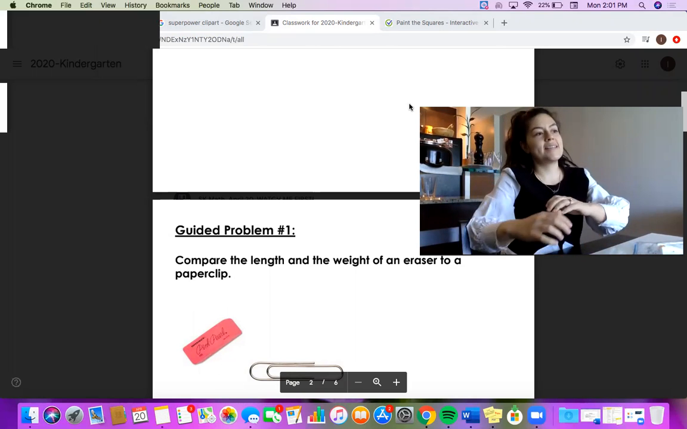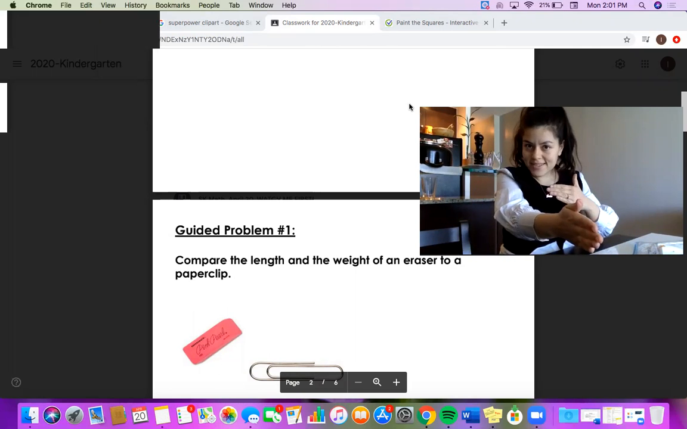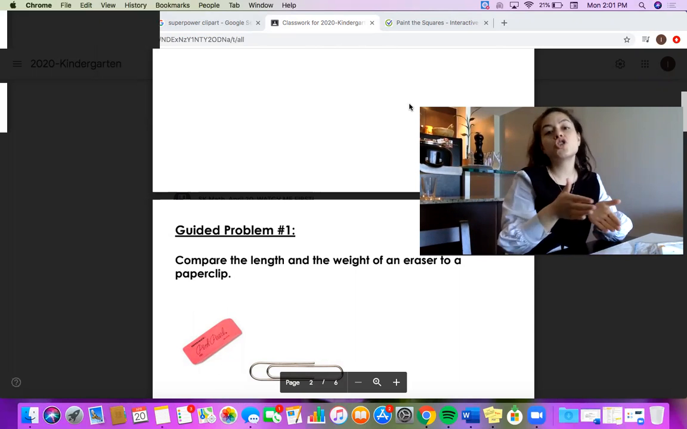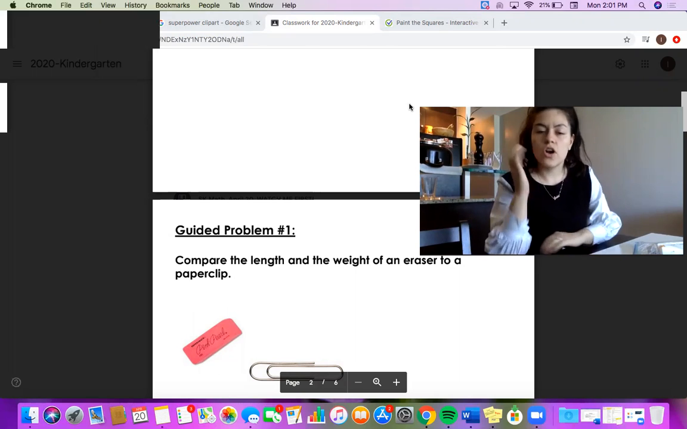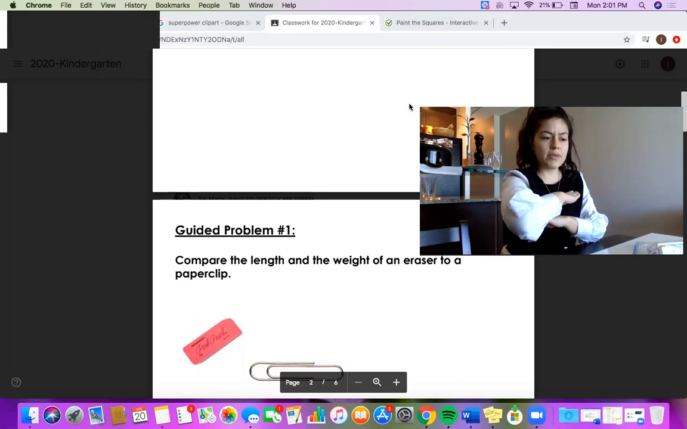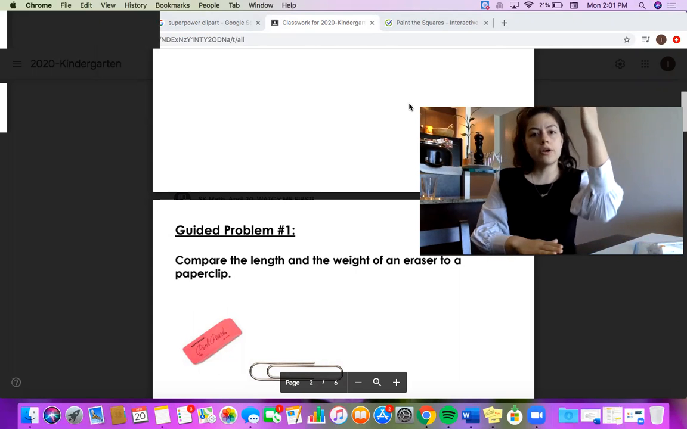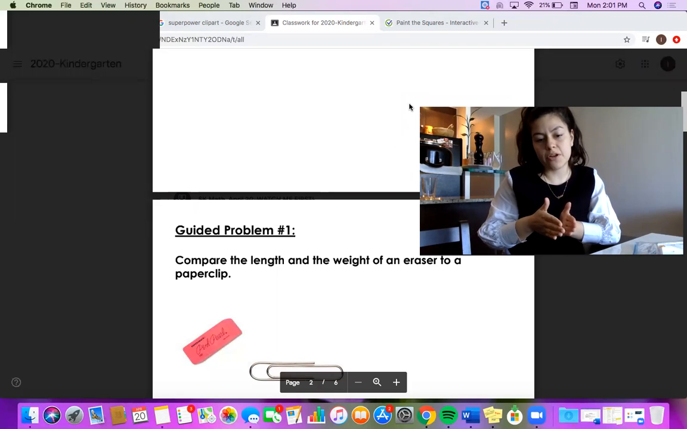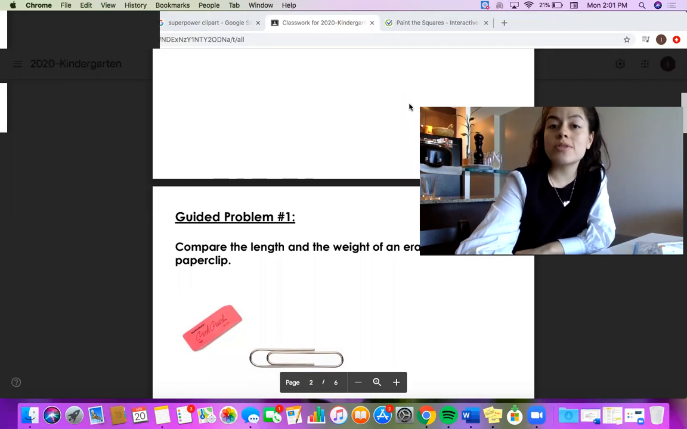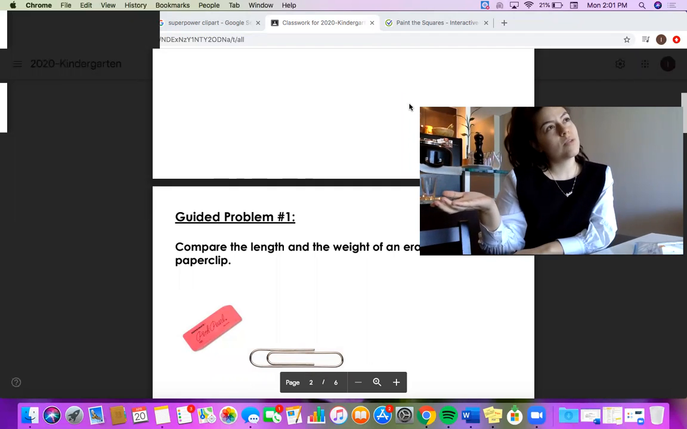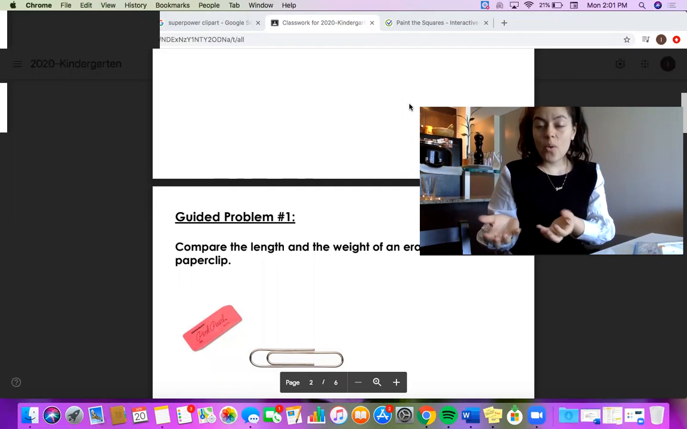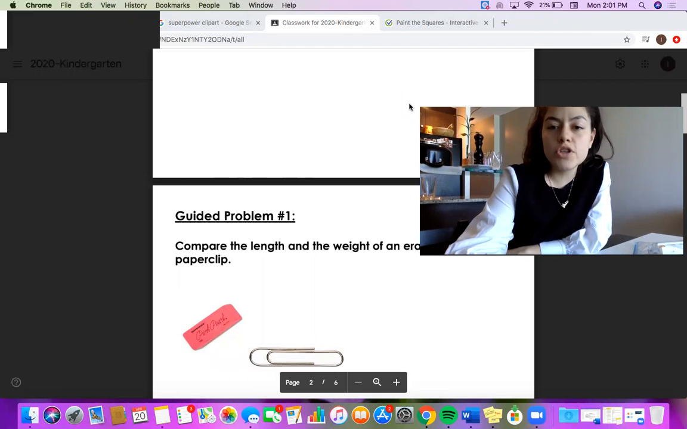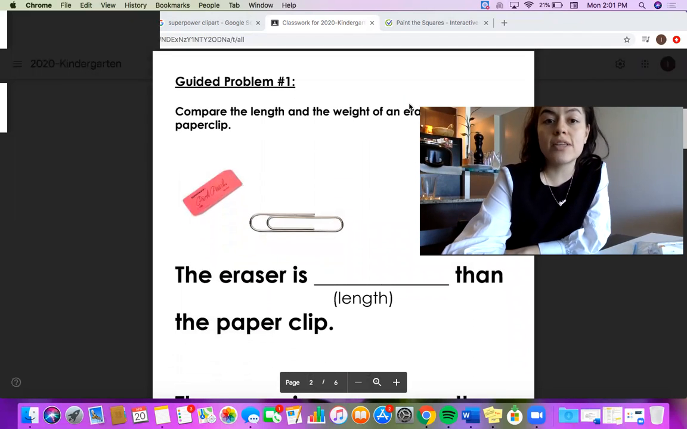When something is bigger lengthwise, that's called being longer. When something is smaller lengthwise, it's being shorter. So the keywords for length are longer when it's something that goes from side to side, taller if it goes from bottom to top, or shorter when it's smaller. And then the keywords when you're dealing with weight are either something that is heavier or something that is lighter. Heavier, lighter.